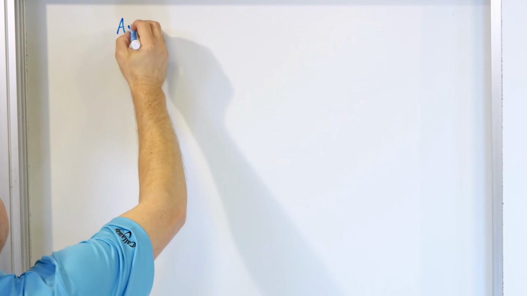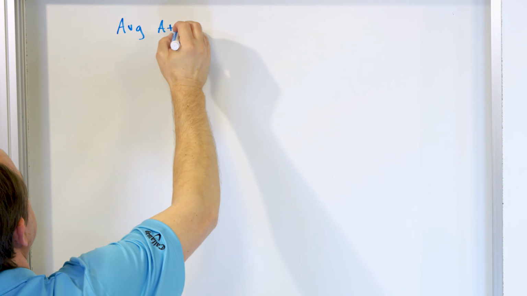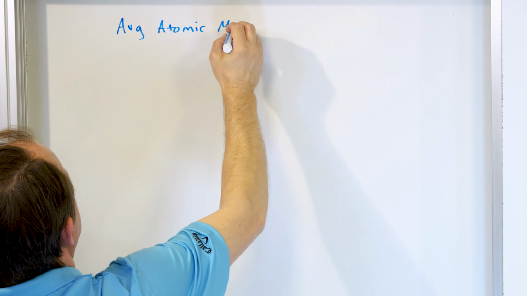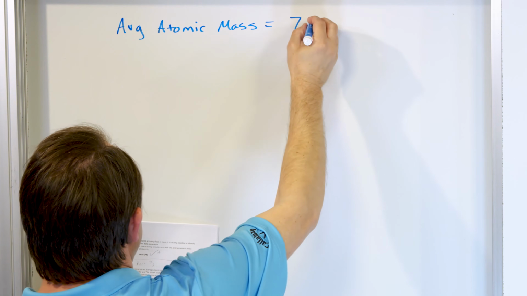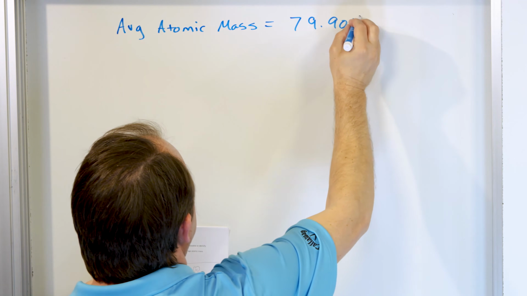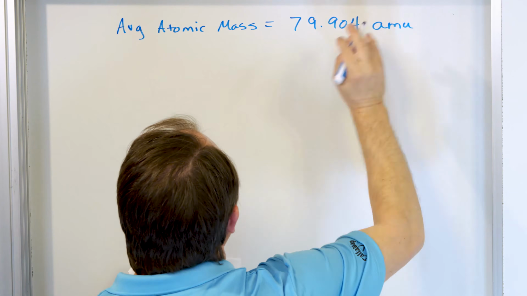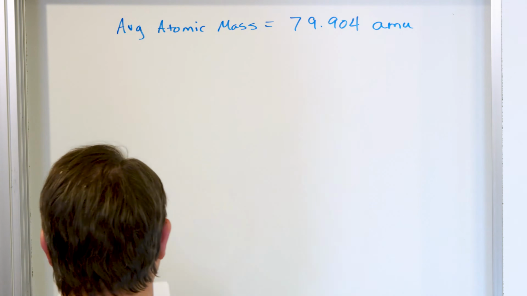So before we do anything else, let's write everything down, including the actual isotopes we have, because if you don't write things down, then you don't often know where to go. All right, so what we know is that the average atomic mass, the weighted average of all the isotopes, is 79.904 atomic mass units. So this is like the aggregate average of all the isotopes of bromine.